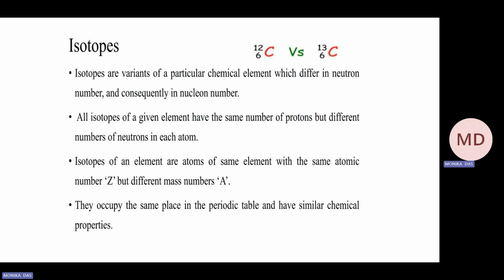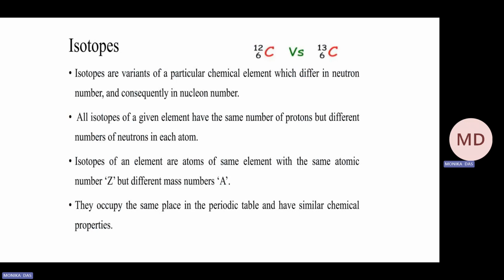What is this isotope? Every atom has electrons, protons, and neutrons. As an example, I have given carbon. Carbon has its own atomic number that is present in the periodic table, that is 12. So of this 12, 6 are neutrons and 6 are protons. So this is divided in a 6 to 6 ratio.